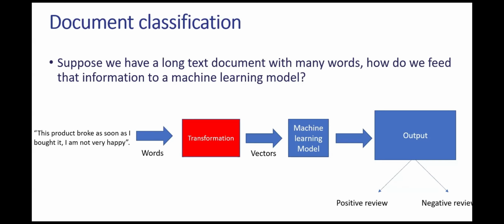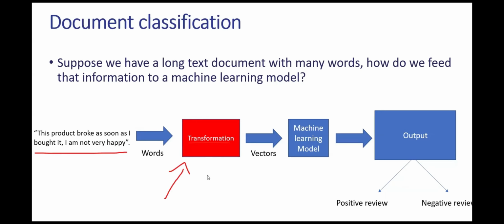So when we're dealing with document classification, one challenge is to see how to take a long text document with many words and feed that information into a machine learning model. So the process here begins with the text itself. For example, when we have a sentence like this: product broke as soon as I bought it, I am not very happy. The first step is the transformation.